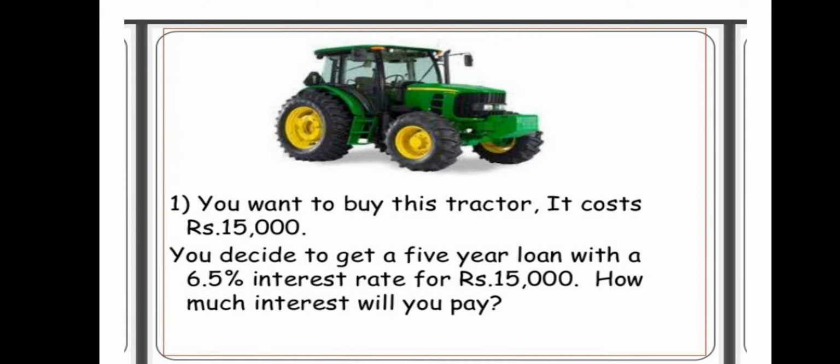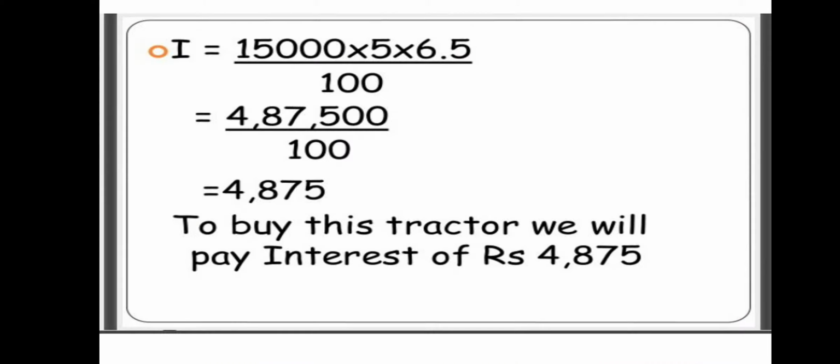So now see the example. You want to buy this tractor and it costs 15,000. So you have to decide that you will take a loan of 15,000 from someone. It can be a bank or a money lender. You have decided to take that loan for 5 years at the rate of 6.5% interest. 6.5% means he will charge 6.5 extra on the loan of 15,000. So how much will you pay as interest to him? Let's see how we can calculate it.